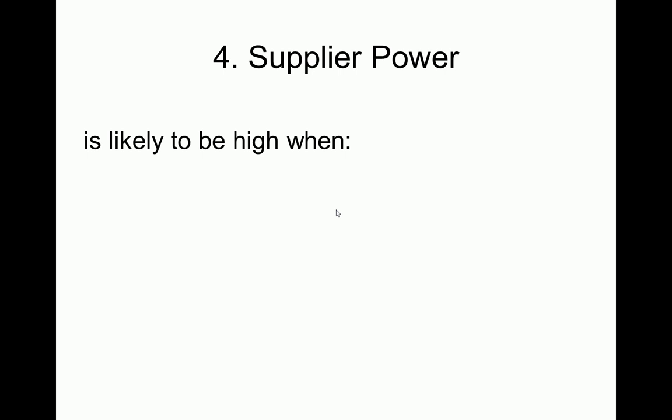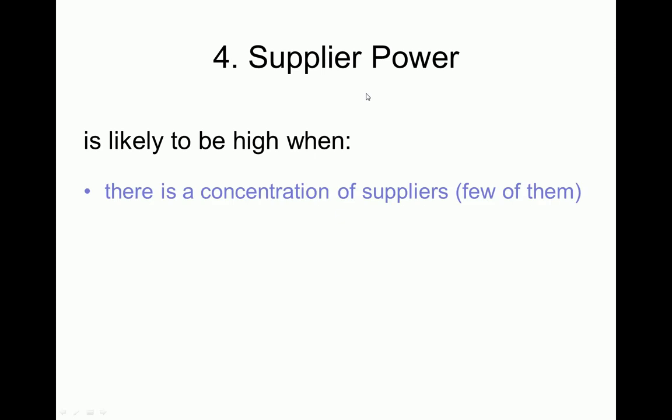So supplier power is high when there are very few suppliers. So the firms in the industry have little choice, and those suppliers can start to dictate the price which the industry has to pay. If it's difficult to move away from a chosen supplier, i.e. the switching costs are high, then again the suppliers maintain the power.